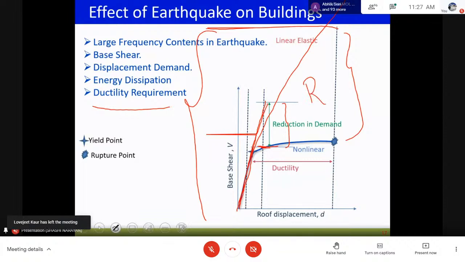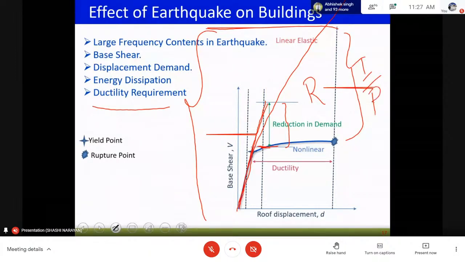Sa by g into Z by 2 into I by R. That is, the importance factor is multiplied and the reduction factor is divided. So based on these, we have our code-based force demand from the earthquake.